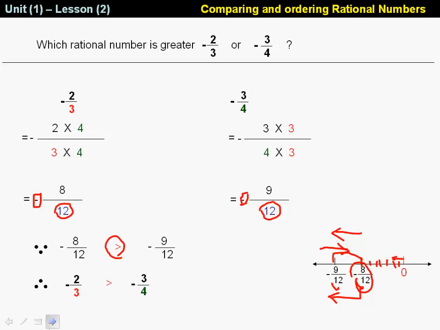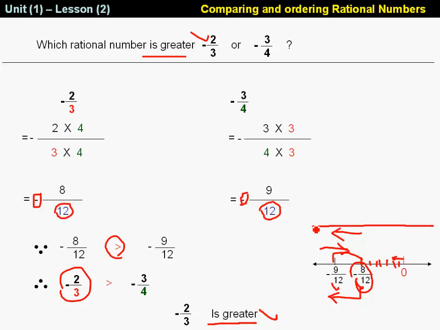So minus 2 over 3 is greater than minus 3 over 4. So which one is greater? Minus 2 over 3. So I will write here minus 2 over 3 is greater. So you must be very careful with the minus sign when you make a comparison between numbers.